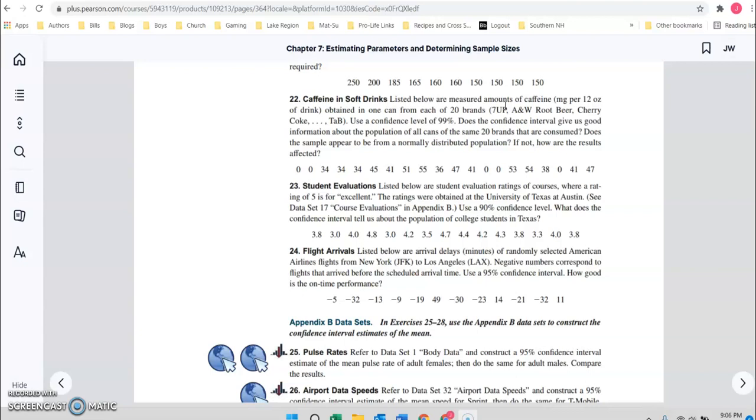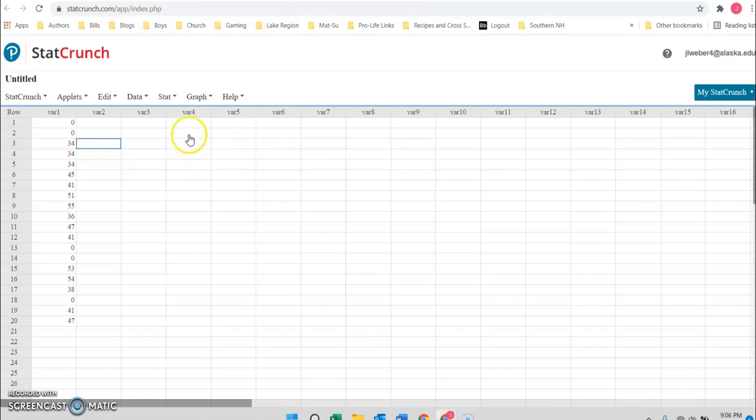Does the confidence interval give us good information about the population of all cans of the same 20 brands that are consumed? Does this appear to be normally distributed? If not, how are the results affected? Okay, so first thing is you need to put in this data. If we're going to do this in StatCrunch, your first job will be to input the data.